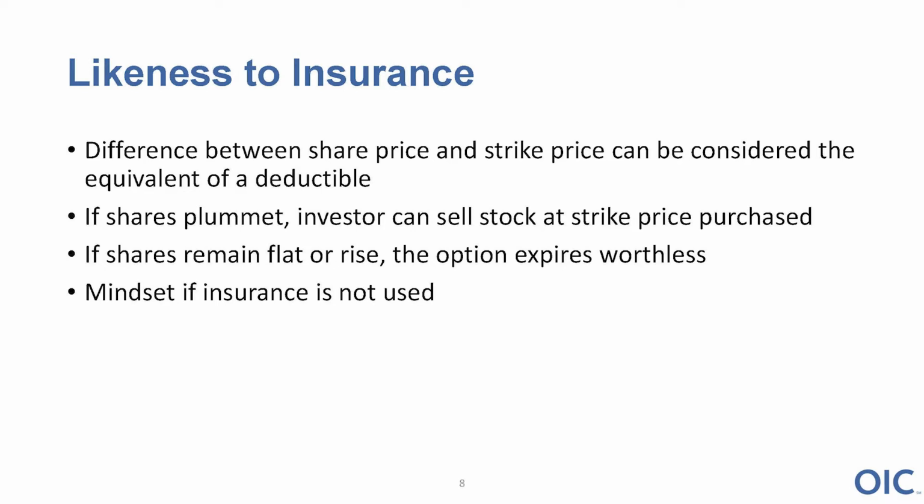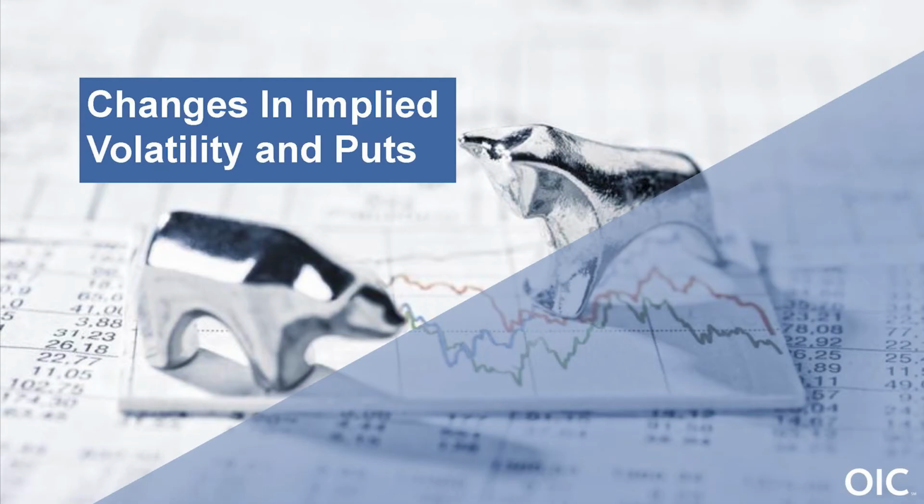If all of a sudden the stock gaps down to 60 and you own the 90 put, you own the right to sell those shares at 90, even though they're trading for 60. So once again, using that analogy, it's like a stop limit order that never sleeps. All right, so now let's take a look at changes in implied volatility in puts and how they affect puts.